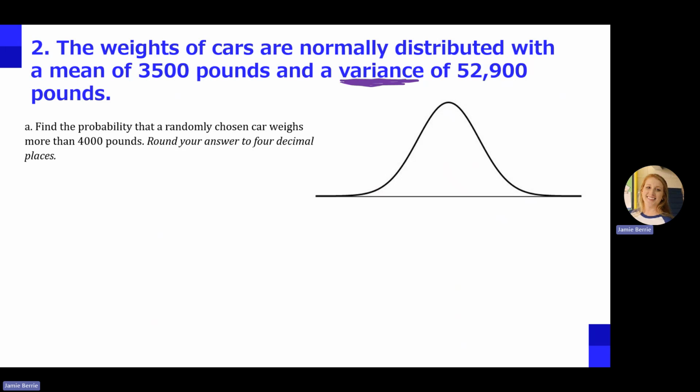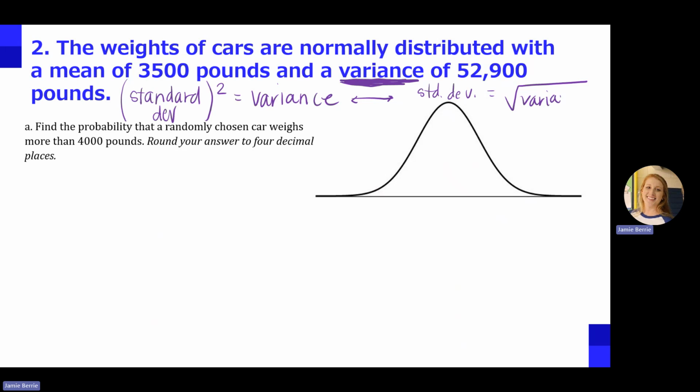So just to remind you of the relationship between those: if you have the standard deviation and you would like to get the variance, you take that standard deviation and square it, and that's going to give you the variance. And the opposite of that: if you have the variance and you would like to get the standard deviation, you just take the square root of whatever the variance is.